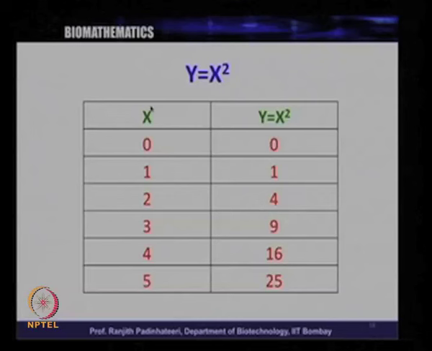For every x value, there is a corresponding y value which is the square of that. The square of 0 is 0 itself, the square of 1 is 1 itself, the square of 2 is 4, the square of 3 is 9, the square of 4 is 16, the square of 5 is 25. So, we have 5 x values and 5 y values. The y values are basically the squares of the x values. Now let us see how it would look if we plot this.